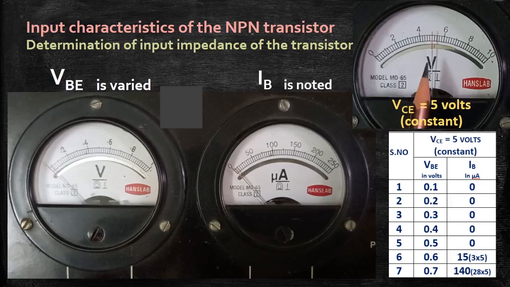Here look at the voltmeter. This is the voltmeter that measures the voltage across collector and emitter. There the value of VCE is kept constant at 5 volt. Don't forget this. Throughout the experiment, the VCE value should not be altered.